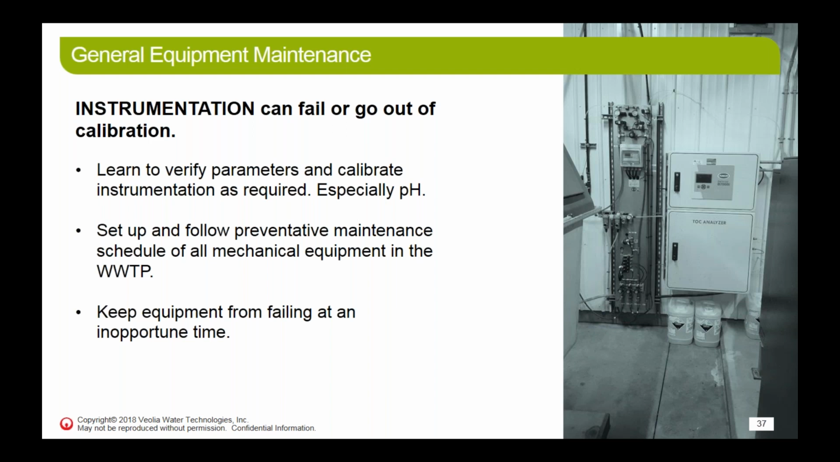To make all of these systems work well, we have inline instrumentation and control programs that work to help the bacteria live well. Instrumentation can fail and go out of calibration, so you have to learn to verify parameters and calibrate instrumentation as required. And this is especially true with pH. As you know, in the past 3 webinars, we're always harping on pH, of how important it is, because it's also the instrument that can go bad the fastest.